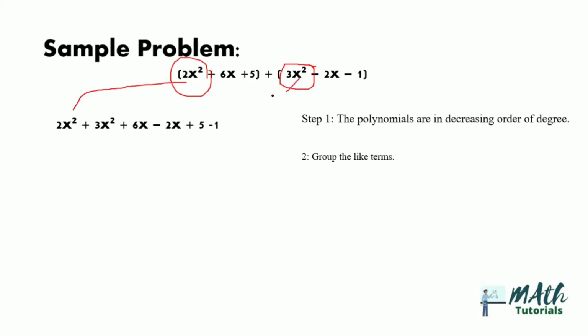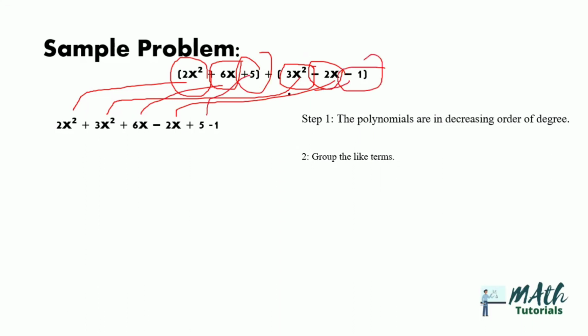I-group natin yung like terms. And then 6x plus minus 2x. And bring down 5 and 1.